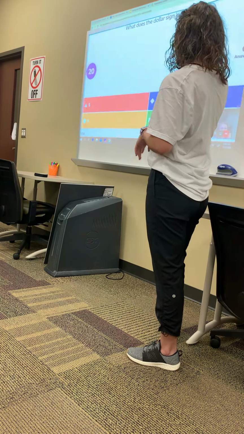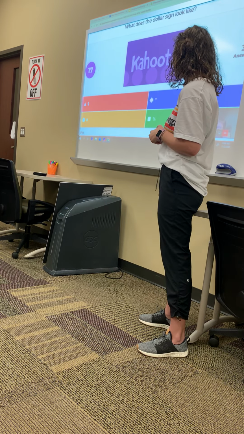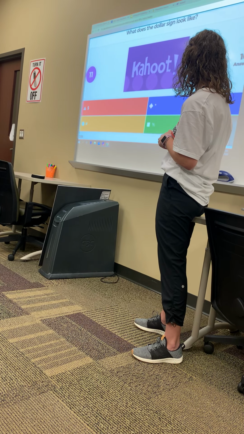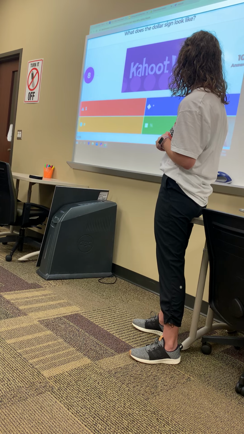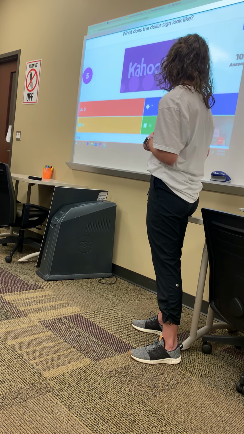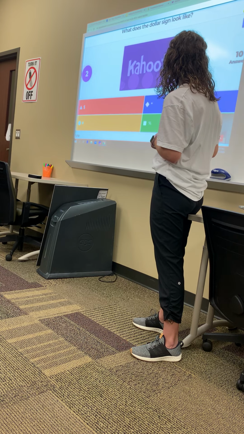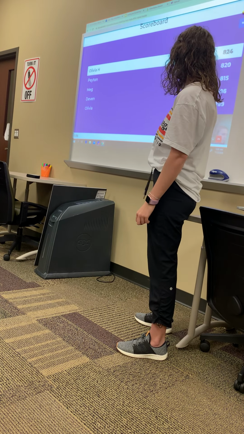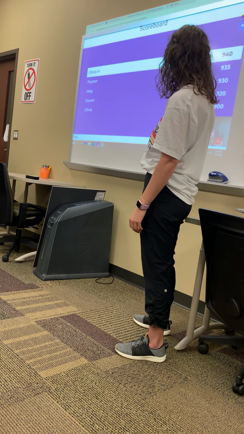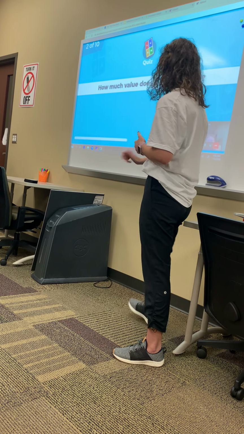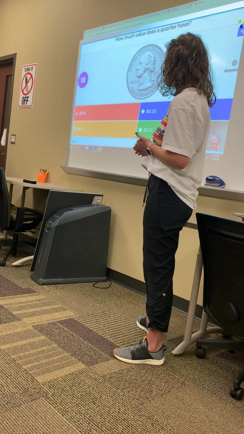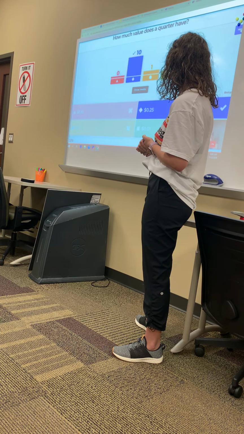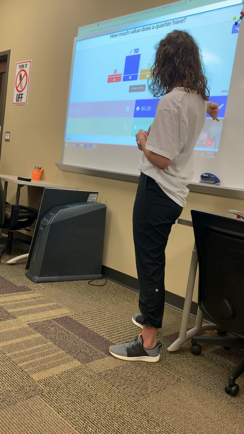What does the dollar sign look like? Good job, guys. That is the dollar sign. Olivia H is in the lead. How much value does a quarter have? Good job, 25 cents.